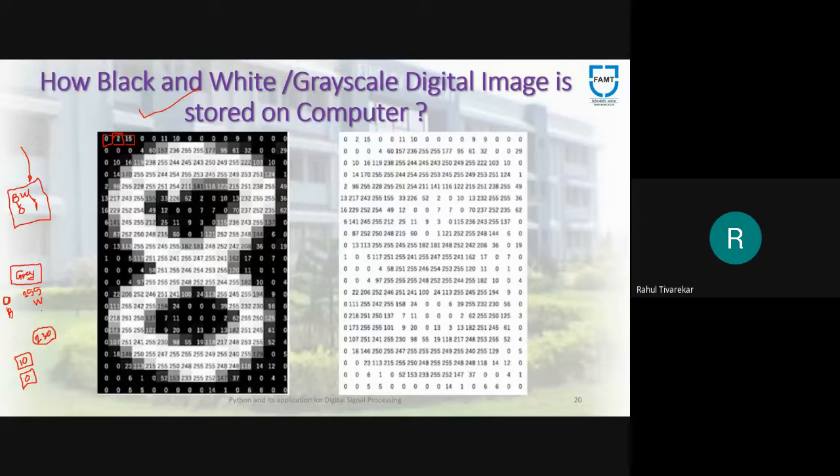Okay, so in this way we can identify. The image shown here on the left side is a grayscale image, meaning it has pixel intensities varying from 0 to 255. You can notice that wherever you have a pixel value of 0, the color represented is black.